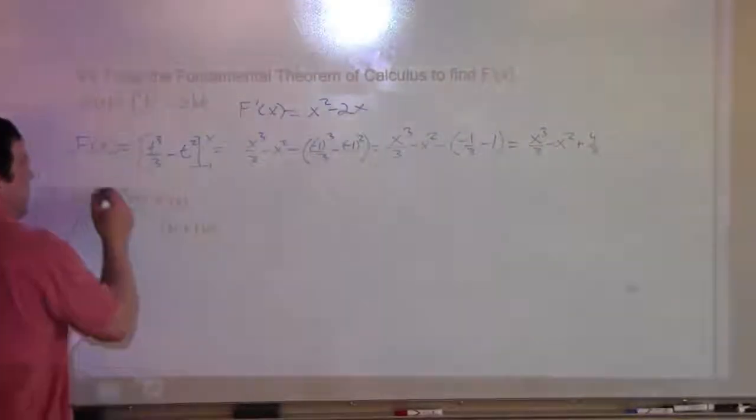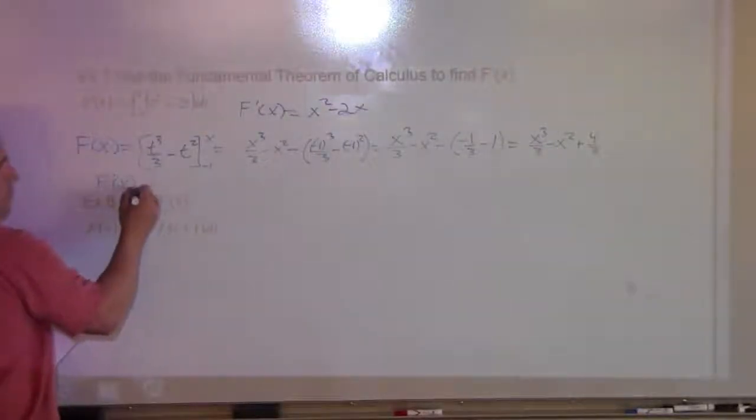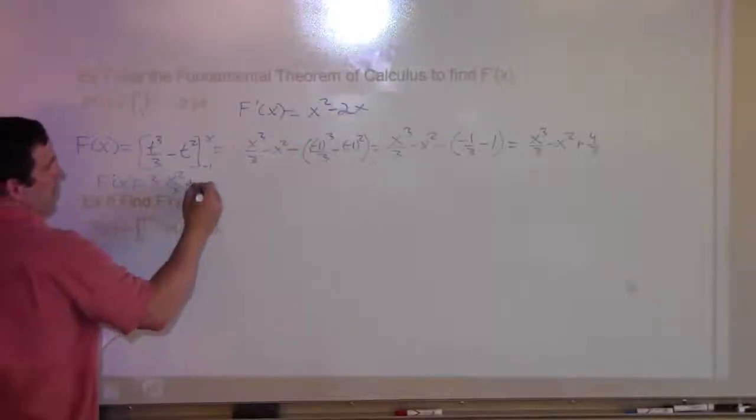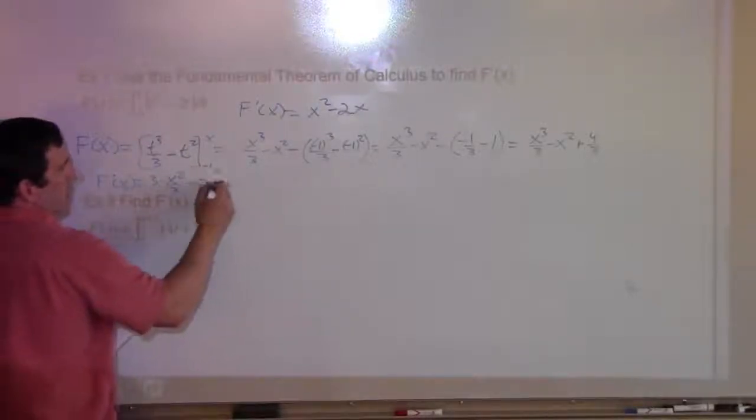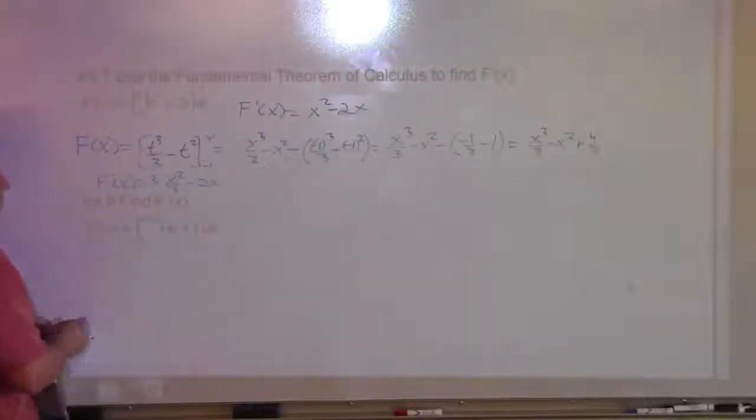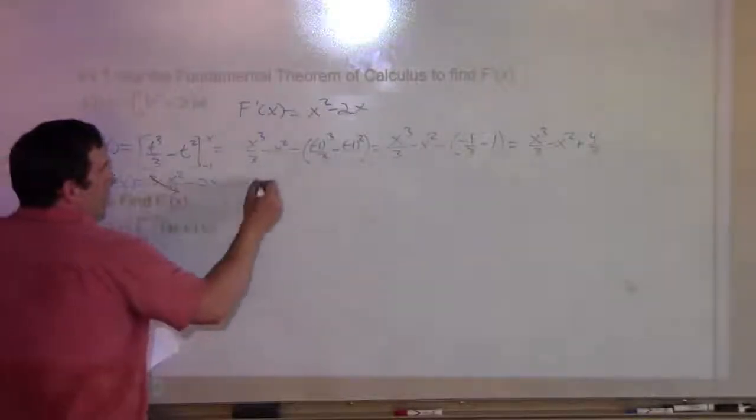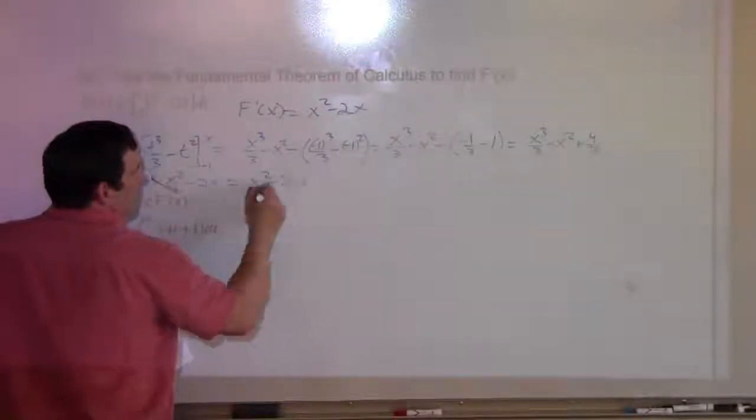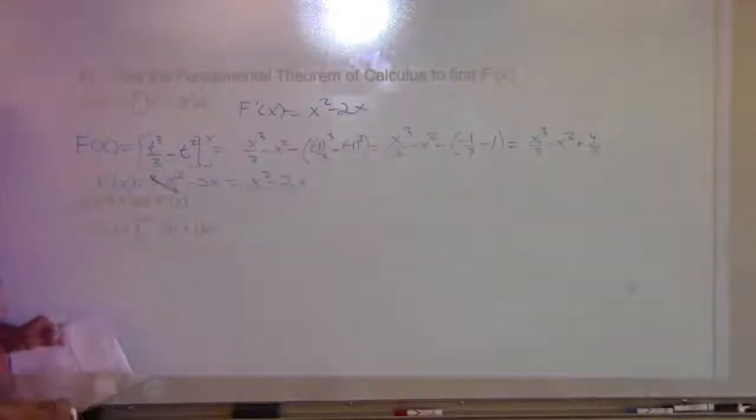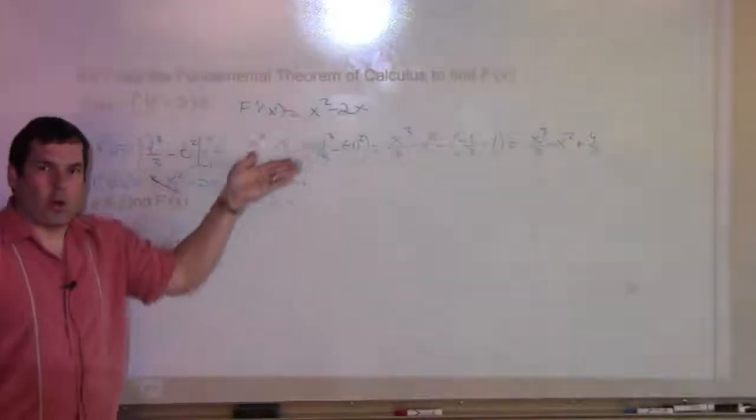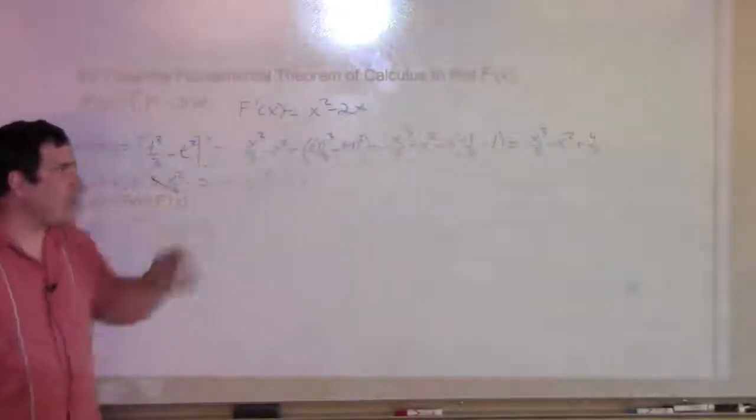That's F. Now, taking that derivative would give us 3 times x squared over 3 minus 2x, and the derivative of 4/3 is nothing. The 3's divide out, and it gives us x squared minus 2x, what we just had above, using the second fundamental theorem of calculus. So we could take the shortcut, or we can go the long way if we're not quite comfortable with that.